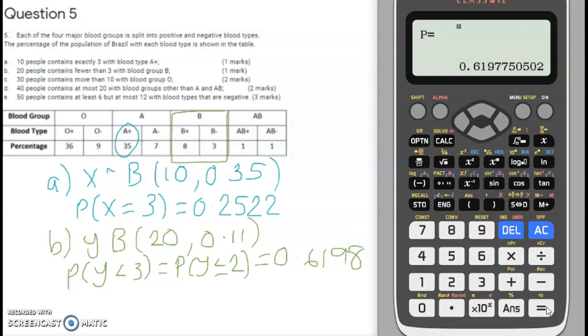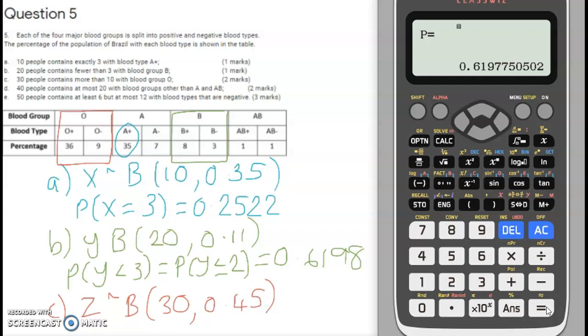Moving on to part C. Again, I have a new distribution. This one is 30 people. And we're looking at blood group O. O is this first one here. I'm going to add 36 and 9 to give me 0.45.